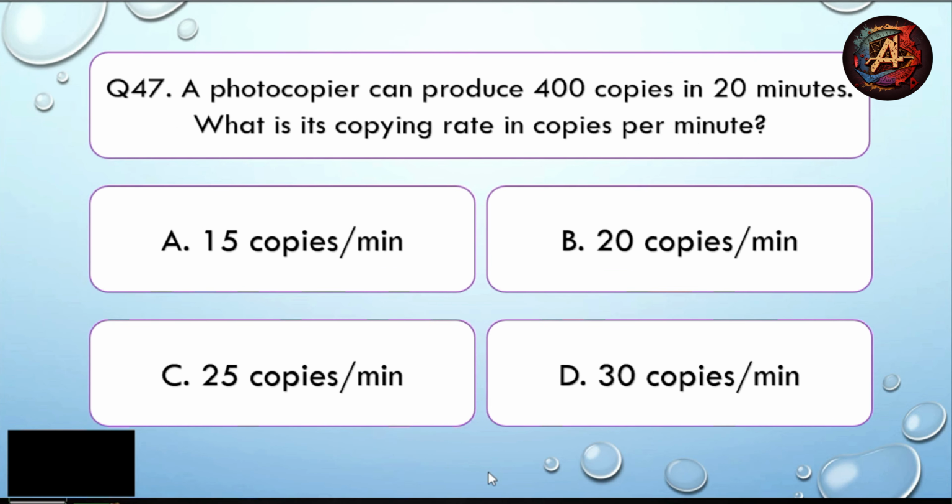A photocopier can produce 400 copies in 20 minutes. What is its copying rate in copies per minute? Okay, is it A, 15 copies per minute, B, 20 copies per minute, C, 25 copies per minute, or D, 30 copies per minute? I'll give you 5 seconds.